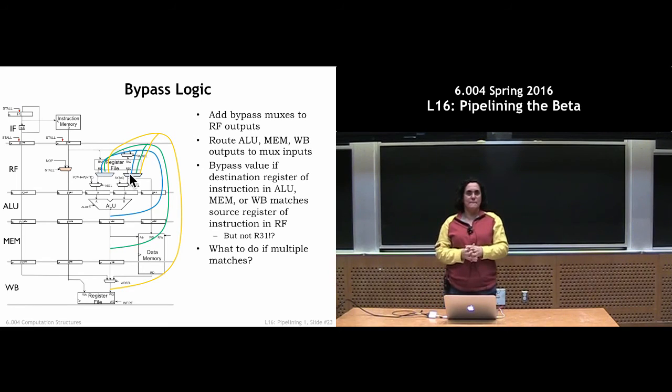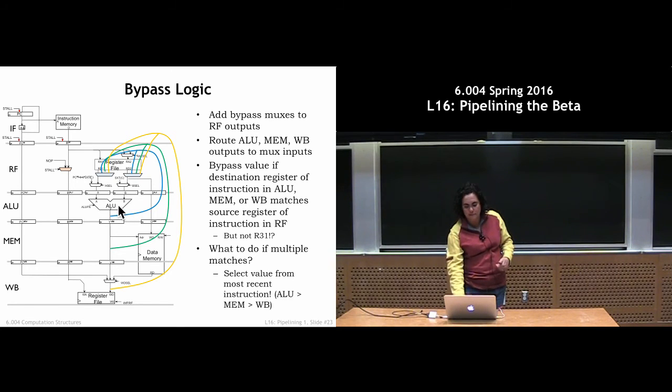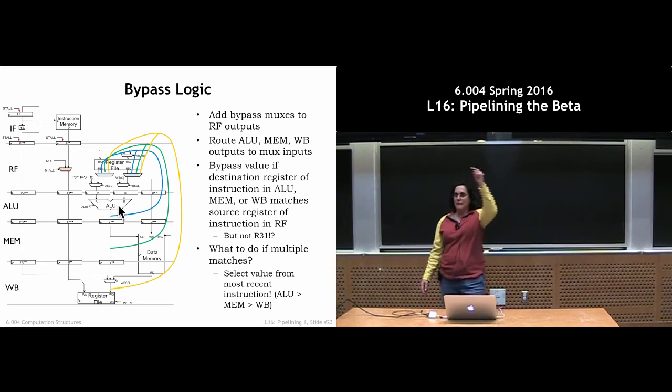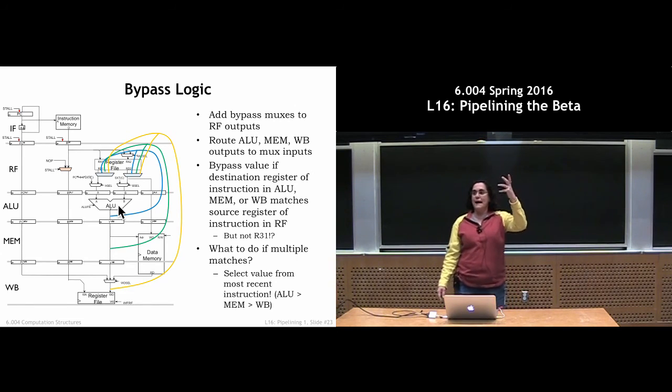Yep. The latest one. And so where is the latest one going to be located? It's going to be further up in my pipeline. It hasn't gone down as far. So if I have something in the ALU and the write-back stage, I'm going to pick the ALU bypass path in order to make that be the source of the register I'm trying to read.